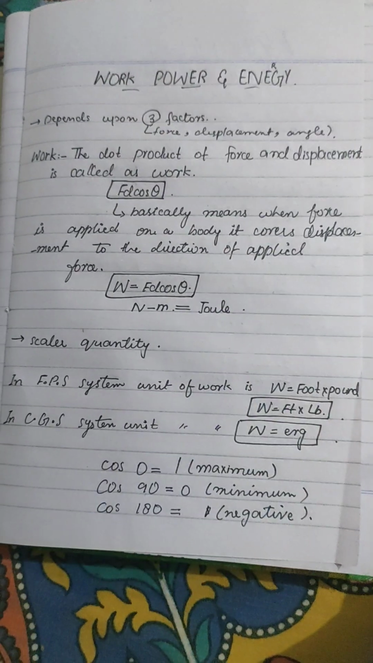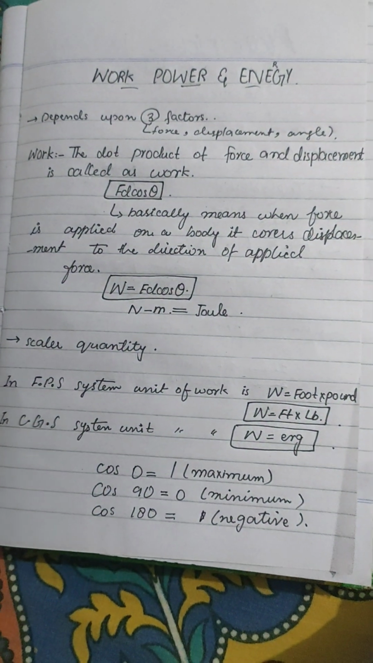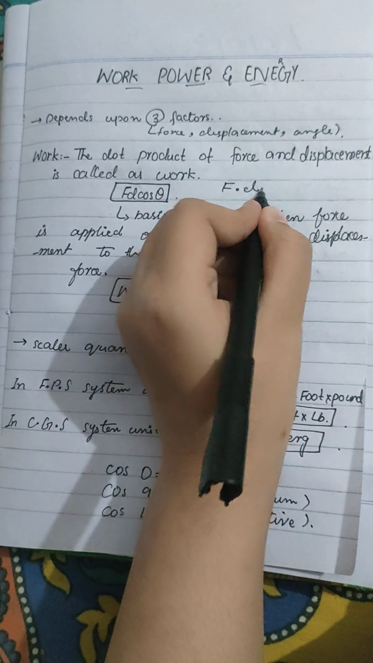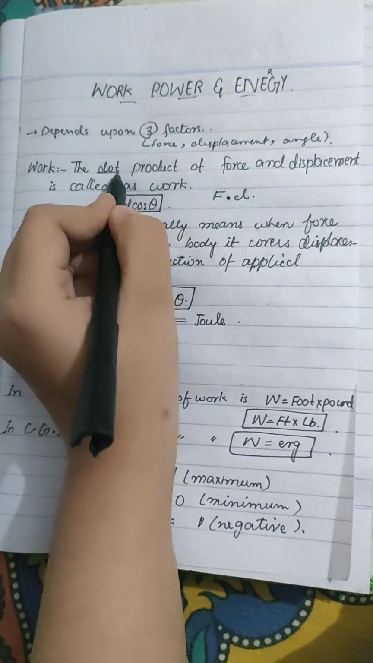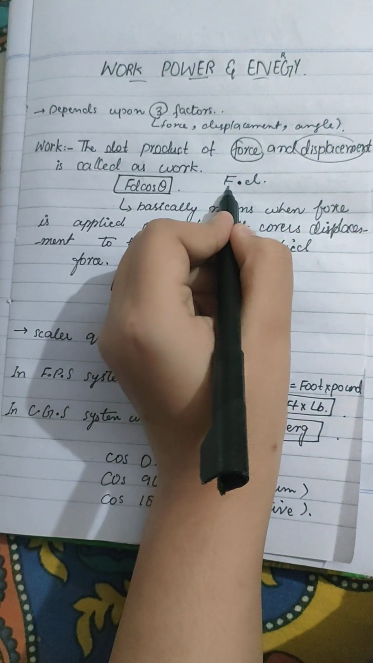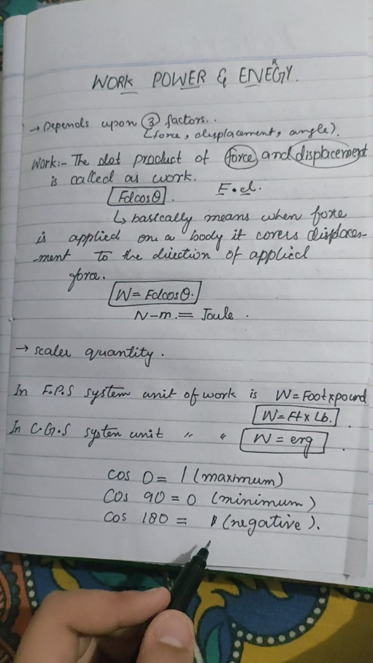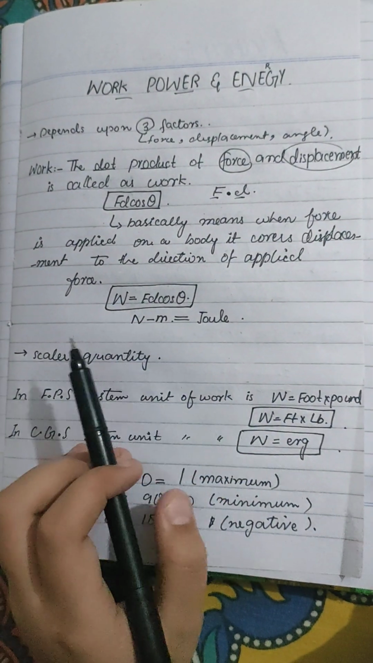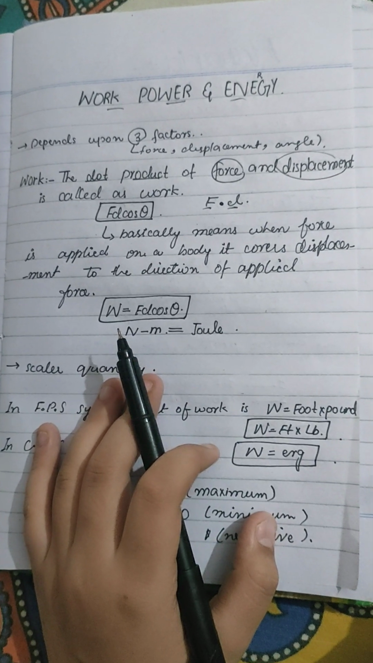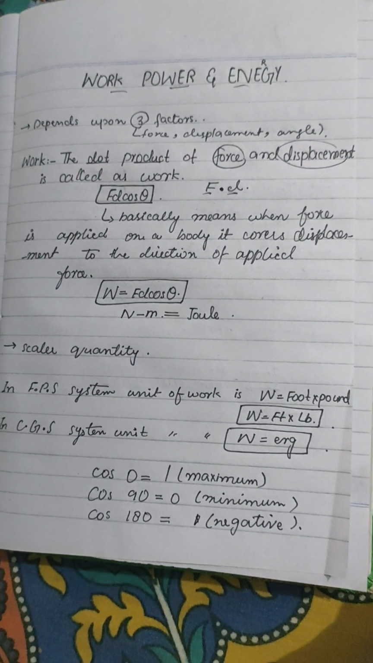So now let's move to the next. First of all, what is work? Work is basically the dot product, like here F dot D. Work is the dot product of force and displacement. Now you might be thinking, here I am writing, so I am doing work. Yes, but in physics this isn't work. In physics, work is the dot product of force and displacement.